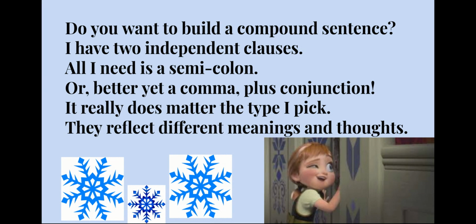And then hopefully you can see that in the first part it says, I have 2 independent clauses. All I need is a semicolon. So that's definitely type 2. If I have 2 independent clauses and I'm using glue for them, it could be a semicolon. Or you can have, in the second example, a comma plus conjunction. So 2 independent clauses with a comma plus conjunction.